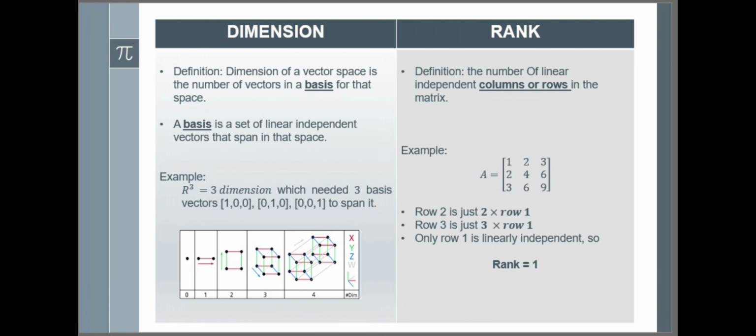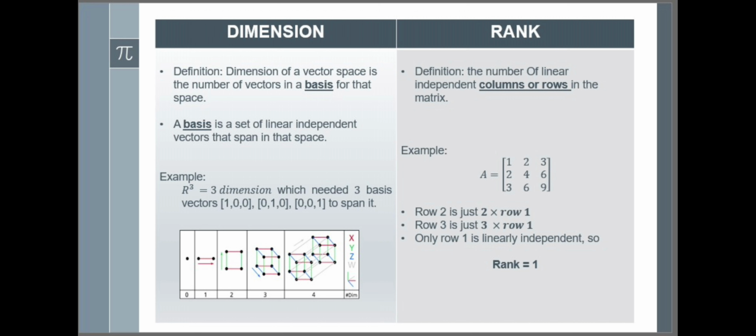So let's define what dimension is and what rank is. Let's focus first on dimension. By definition, the dimension of a vector space is the number of vectors in a basis for that space. So what is a basis? A basis is a set of linearly independent vectors that span that space. So the basis is a set of these independent direction arrows. In simple terms, dimension is the number of directions you need to describe something in a space. The number of basis vectors is equal to the dimension.